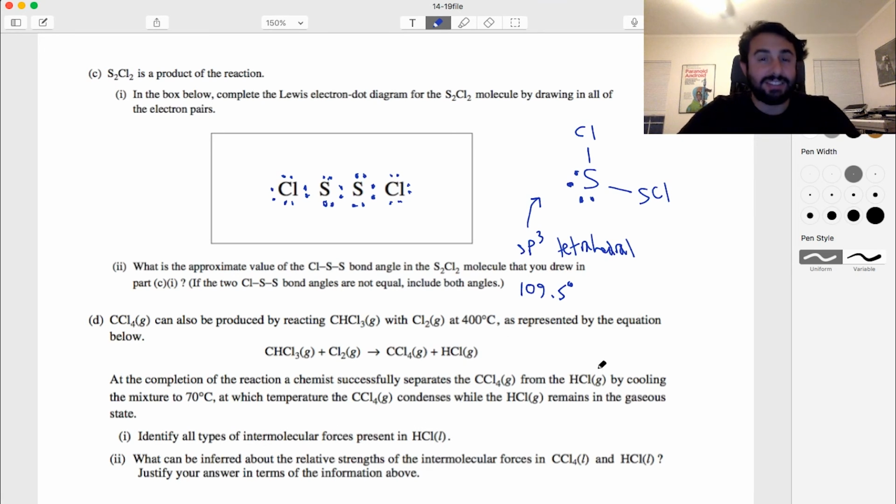So, when you're asked to list the types of intermolecular forces, you should immediately write down dispersion, right? London dispersion is happening in everything, in every chemical substance. So it's always going to be an answer. So we put dispersion, but then let's see if there's anything else. The next thing we would check for is a dipole. Is there a dipole in HCl?